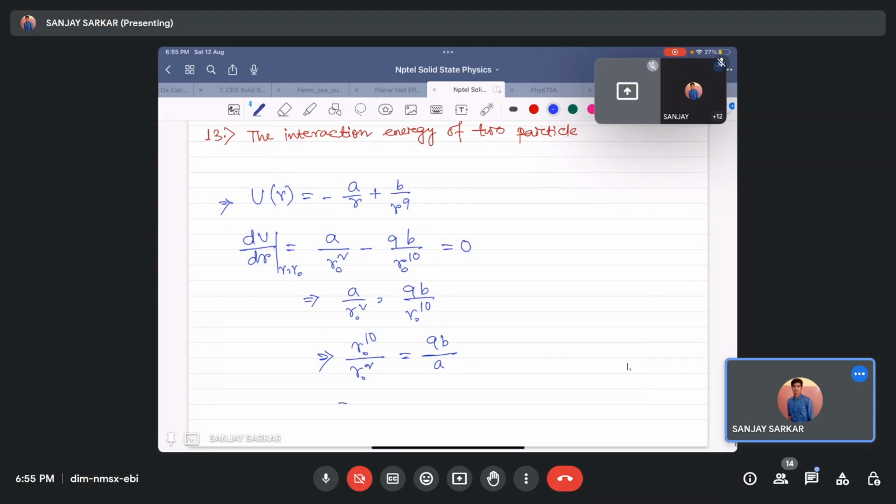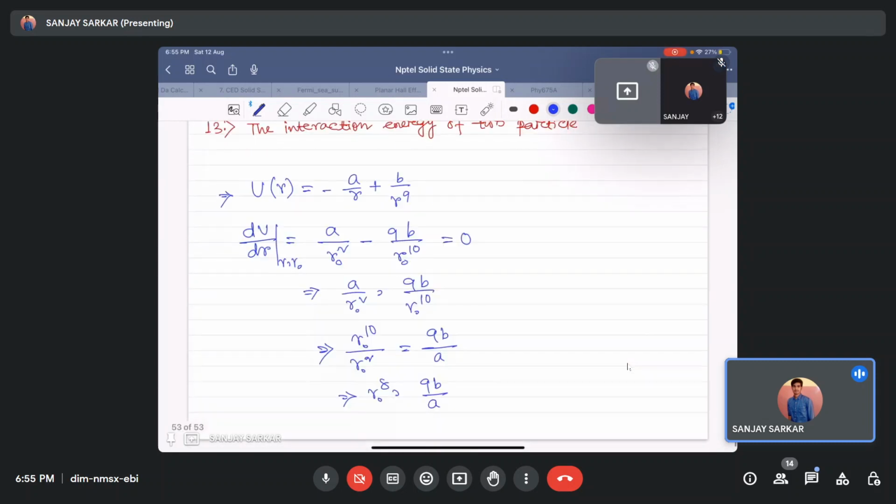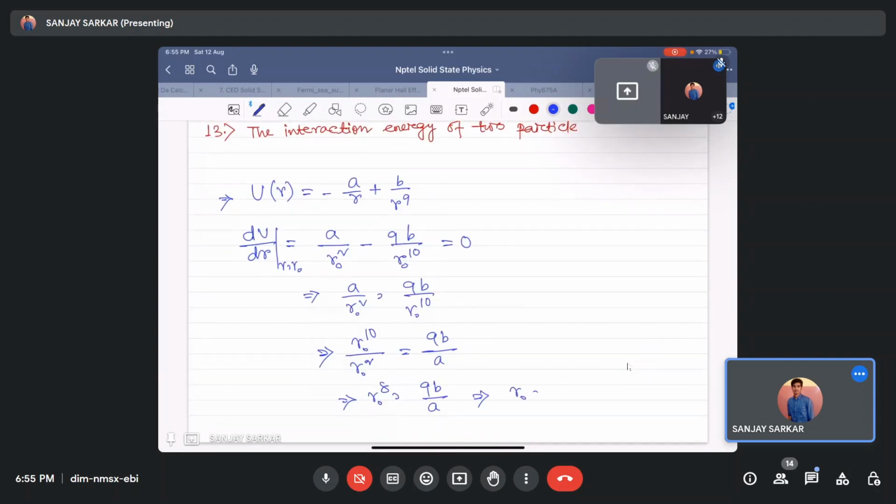So r naught to the power 8 is equal to 9b by a. That means r naught equals (9b by a) to the power 1 by 8. Up to this it is clear, right, how I calculated r naught? Yeah, that it is correct.